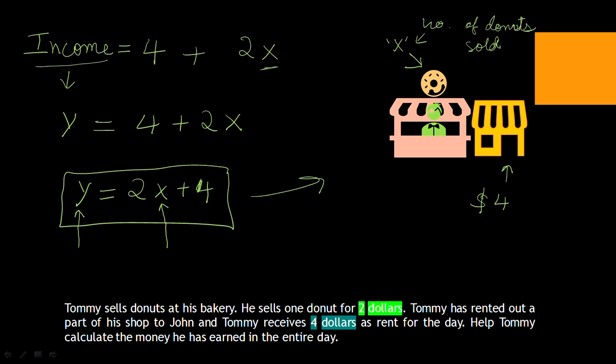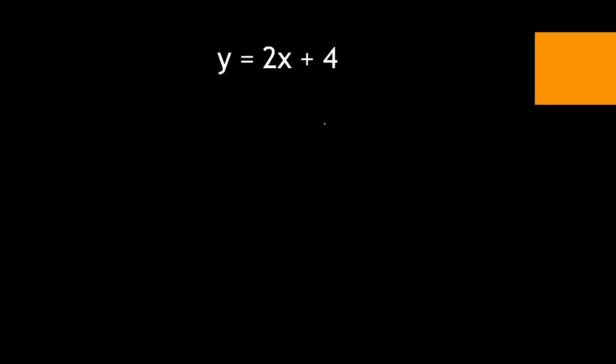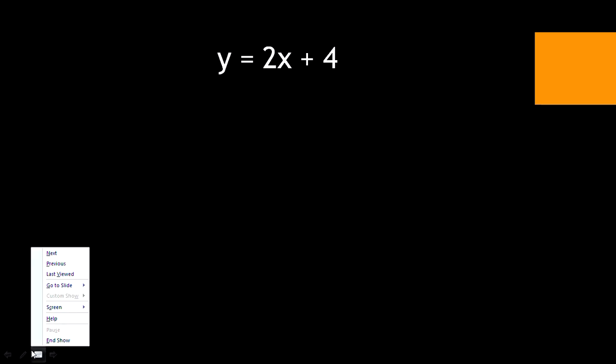In the previous video, we had come up with this equation right here, and in this equation, x represents the total number of donuts sold and y represents the income of Tommy. Now, Tommy could simply take the number of donuts sold, plug that in instead of x, and calculate the total income for the day. Now, let us take this equation and actually try and calculate Tommy's income for three separate days, where he has sold three different numbers of donuts on those 3 days.